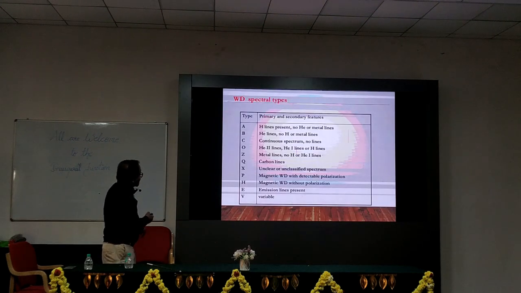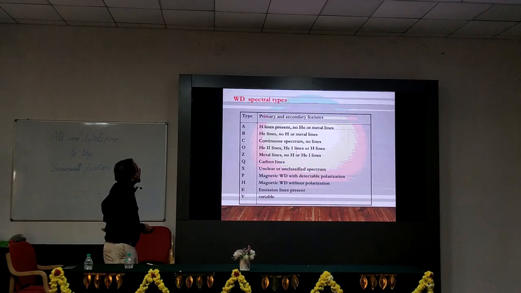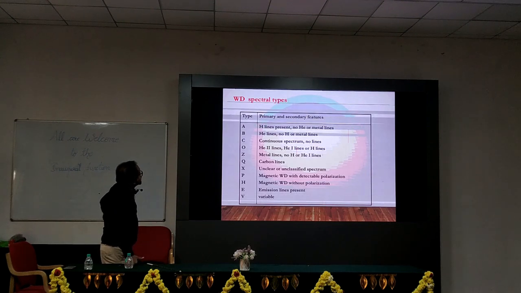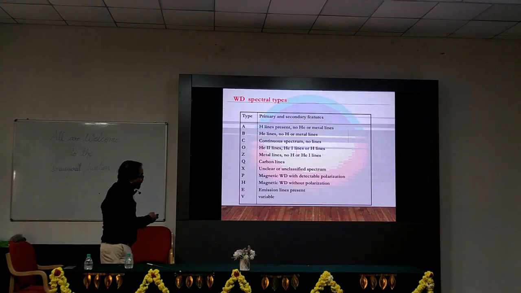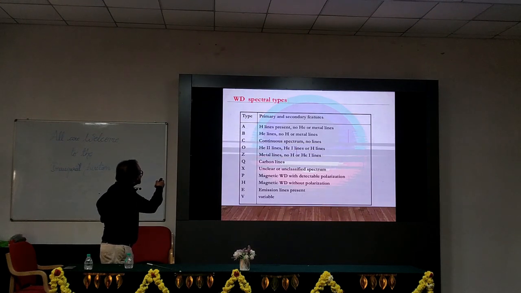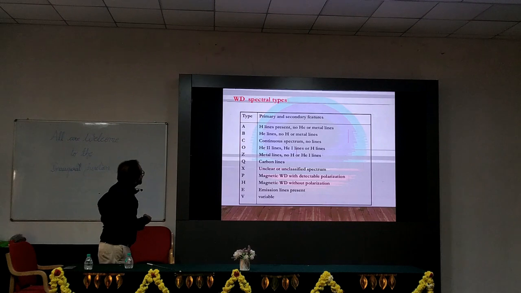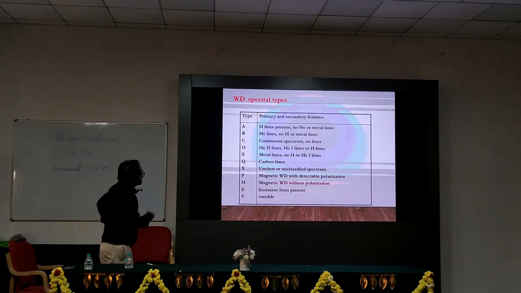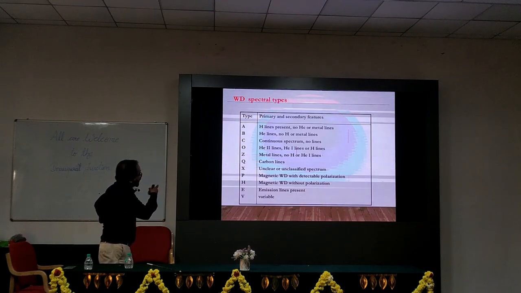Okay, so spectral classification is there. You see the primary class. I will not dwell on this too much. A means hydrogen lines present, B means helium lines, C is continuous, O is helium, Z means metallic lines, and so on. V is variable.